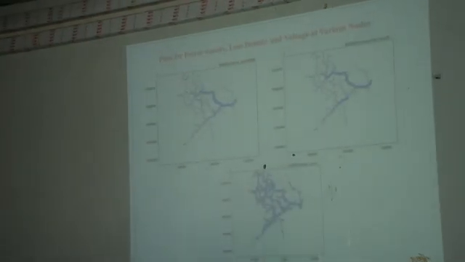And this is the power density, loss density and voltage at various nodes. These are the power density, loss density and voltage at various nodes of this system, okay.